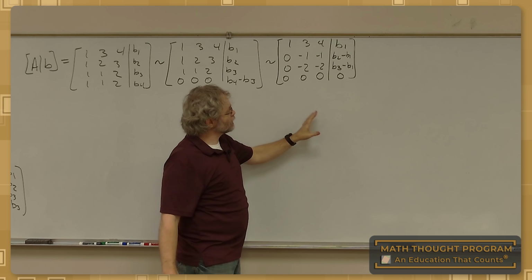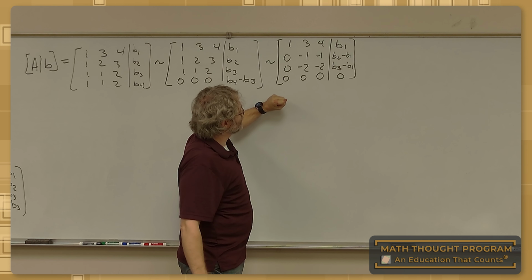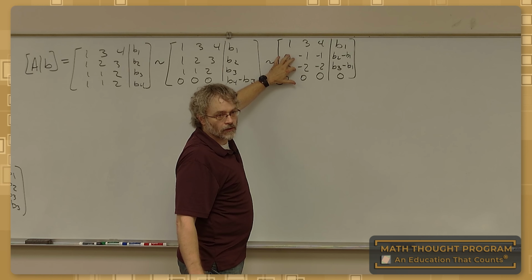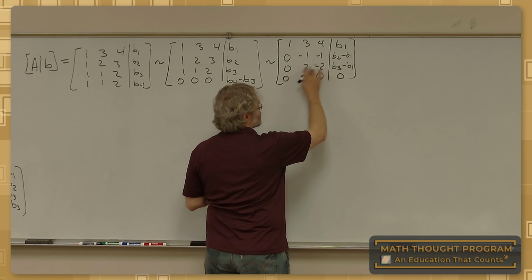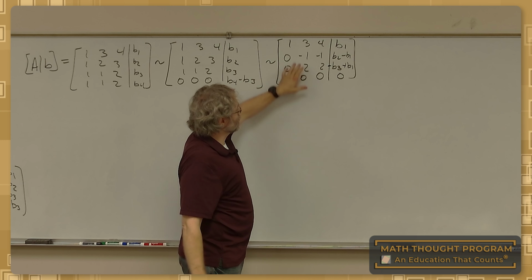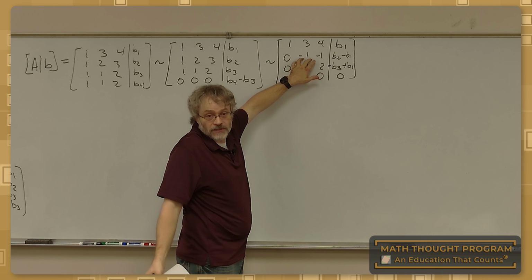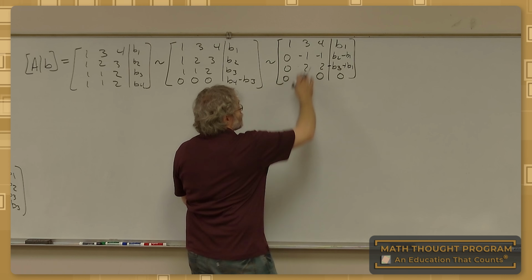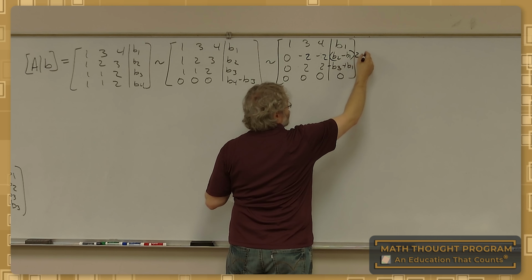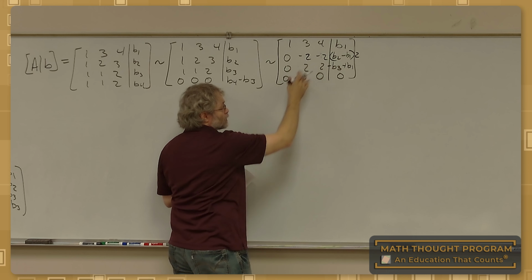Now, to put it into RREF, I need to go a little further. I could maybe just multiply this by negative, switching the signs, and then maybe take row 2 and multiply it by 2. It's my choice. We can do it. Scale it by 2. And then take row 2 and add it to row 3.